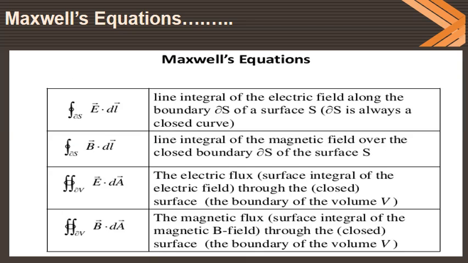What is the use of the integral over a closed surface of E dot dl, the integral of B dot dl, E dot dA and B dot dA? That is mentioned here clearly. This law is used for the line integral of the electric field along the boundary. Whenever you have any closed curve or path, this is applicable. Similarly, this is also the line integral of a magnetic field. If you want to find any closed boundary, at that time you can use this law.